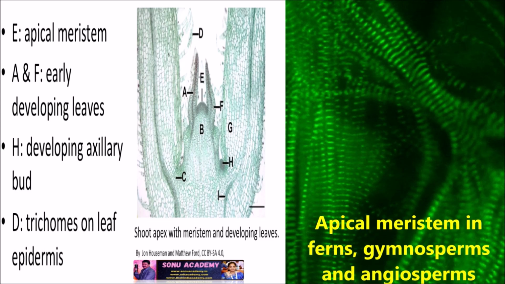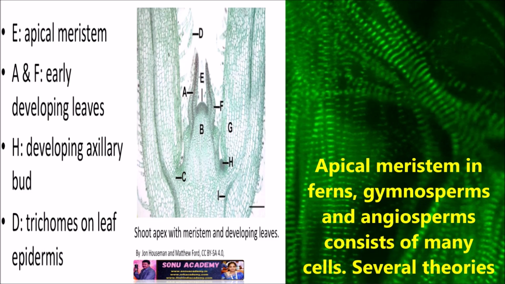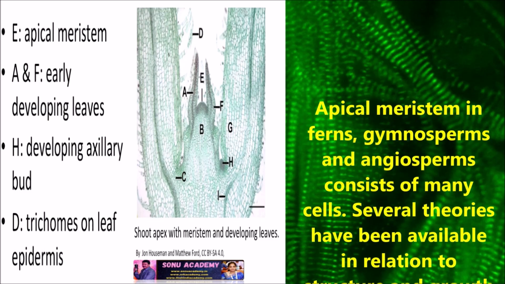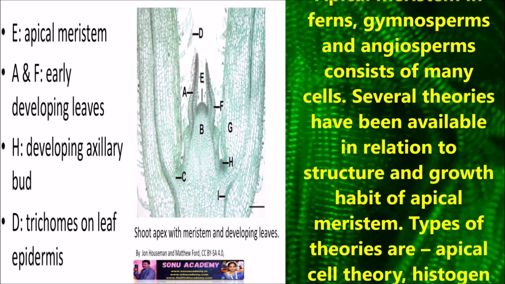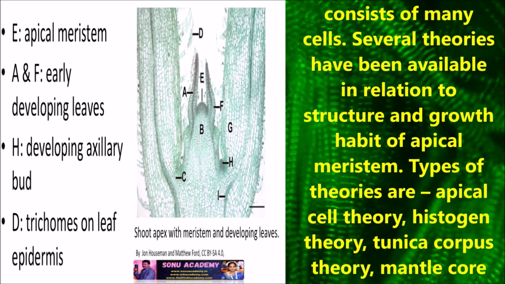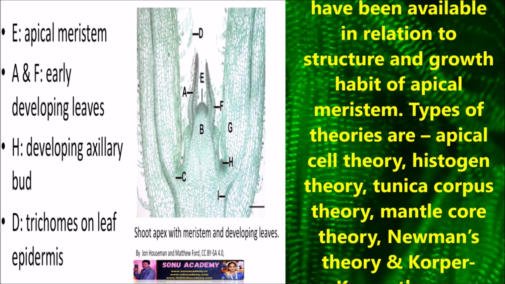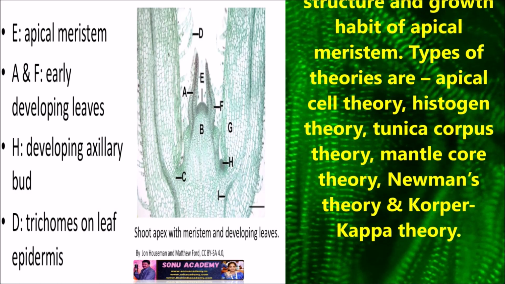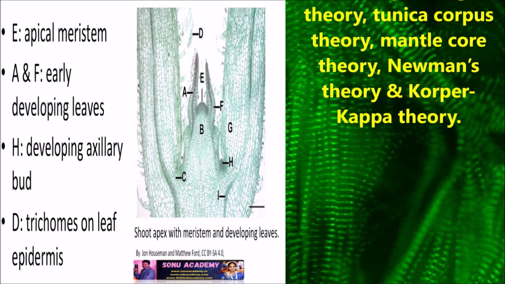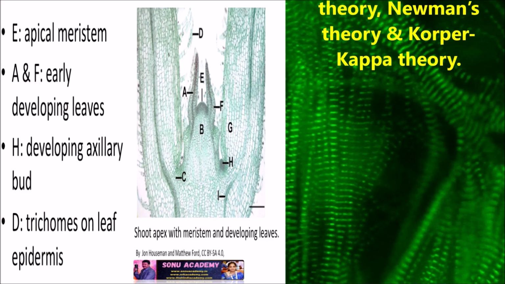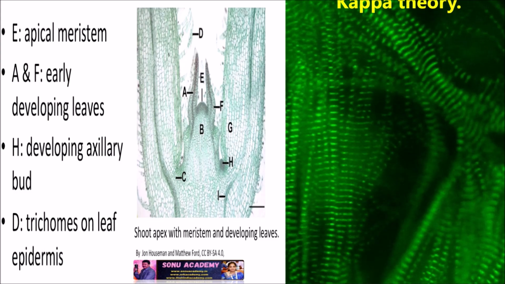Apical meristem in ferns, gymnosperms and angiosperms consists of many cells. Several theories are available in relation to the structure and growth habit of apical meristem. Types of theories of apical meristem are Histogen theory, Tunica Corpus theory, Mantle core theory, Newman's theory or Corpus Kappa theory, etc.